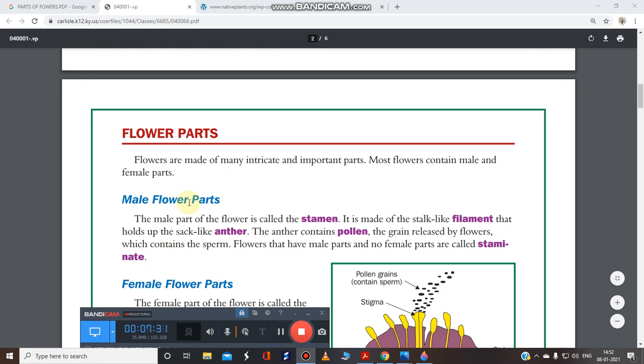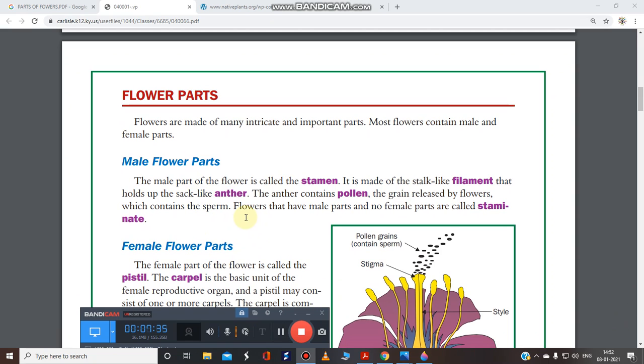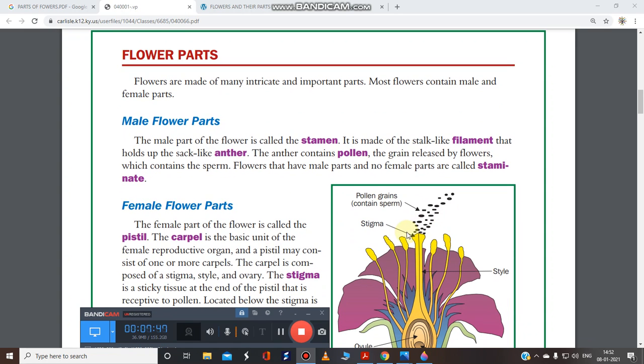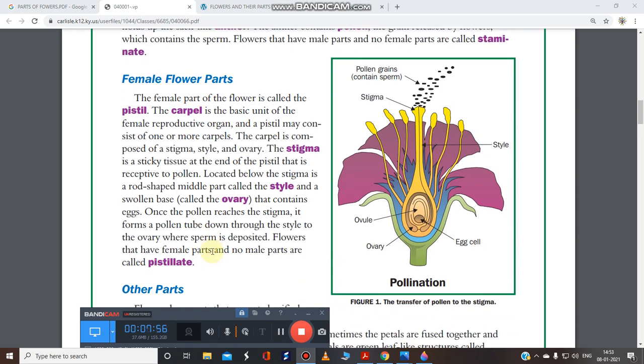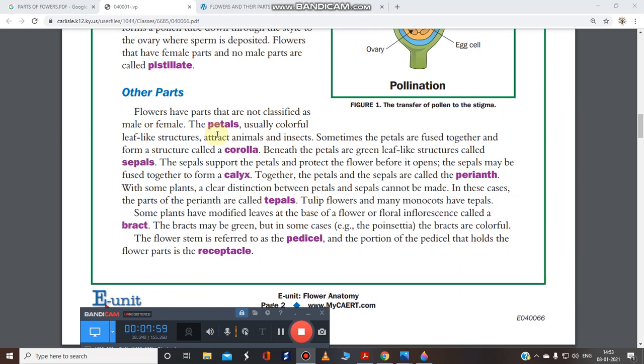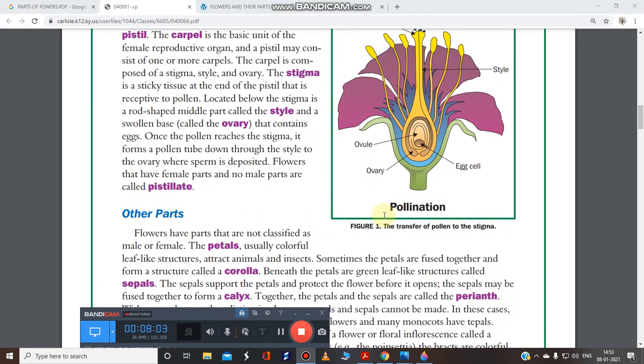If we talk about the male flower parts, don't worry, I will share the PDF also, because this is quite a lengthy topic. The male flower parts we have covered: stamen and anther, and they contain the pollen grain. And the female parts are known as the pistil, and the carpel is basically a unit which comprises different parts that we have covered. Other parts include petals, corolla, and calyx.